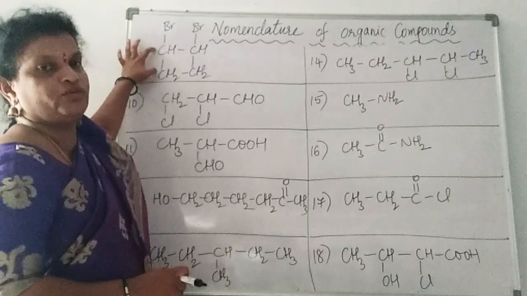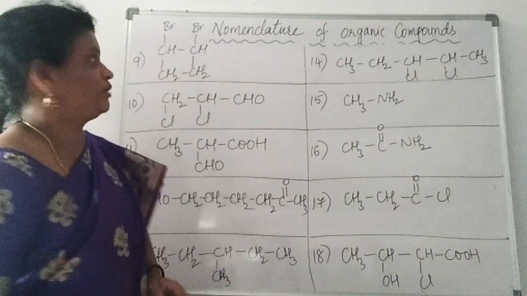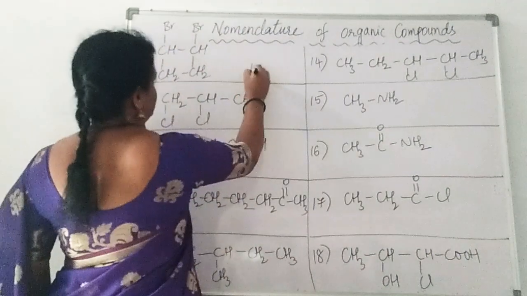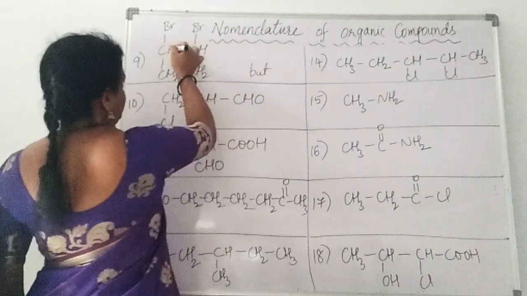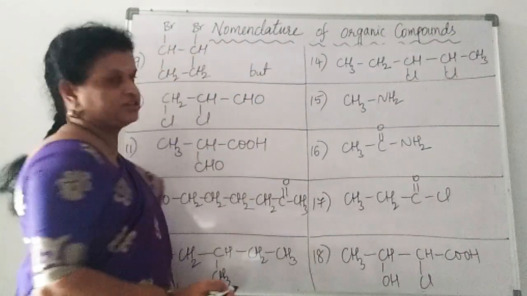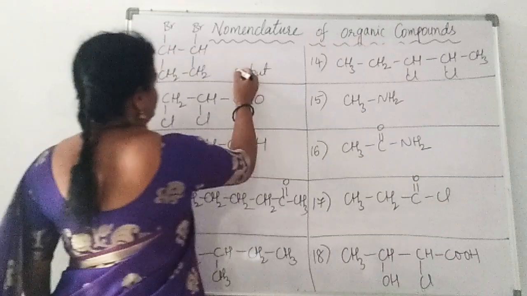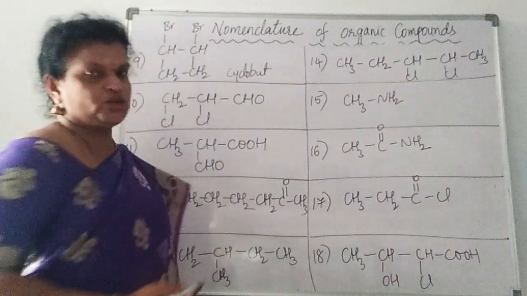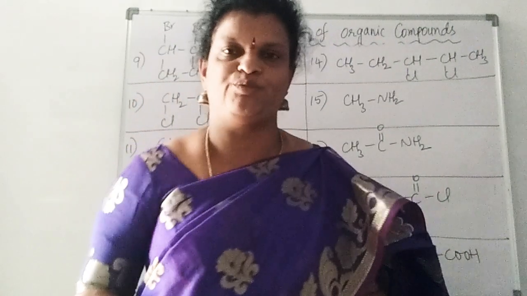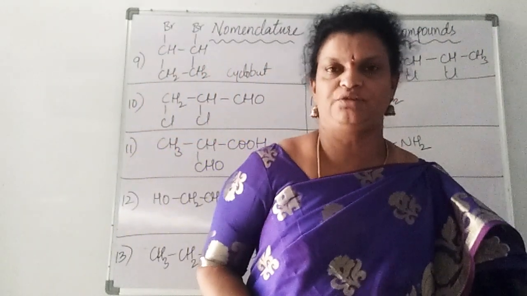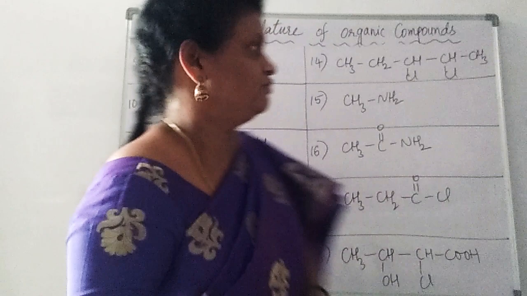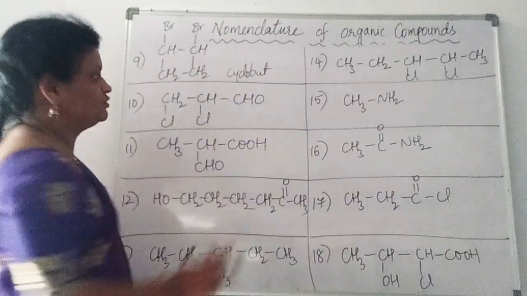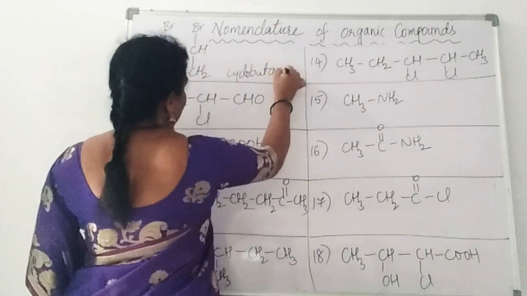Here we have 4 carbons present, so we write the word but, and everywhere we have this ring-like structure, so we write cyclo. Along with that, if you check for functional groups here, we have only a halogen, that is bromine. So bromine, that is a halogen, we have to write as a prefix. We are not going to write it as a suffix. So that is why we will write cyclobutane.